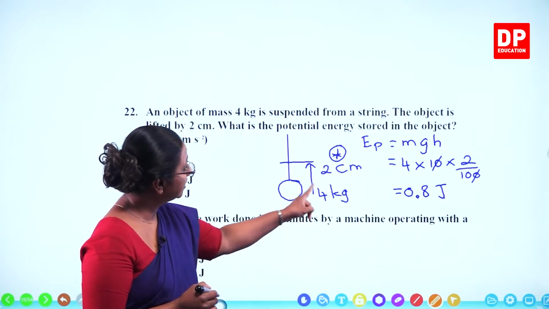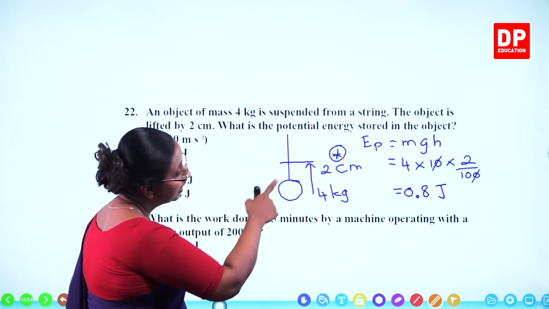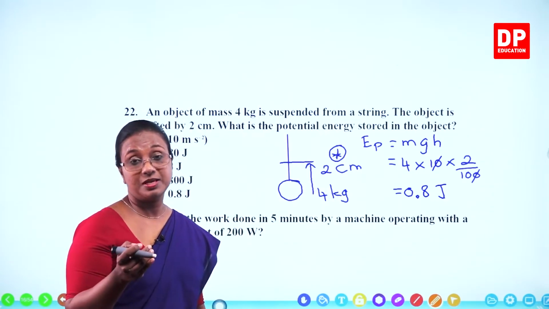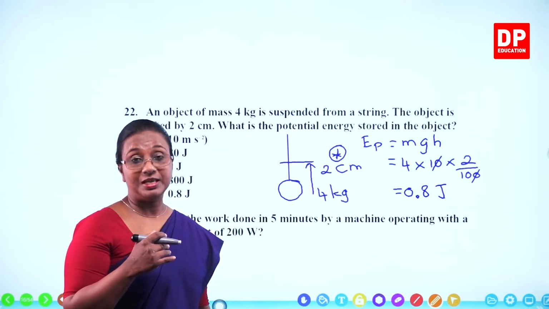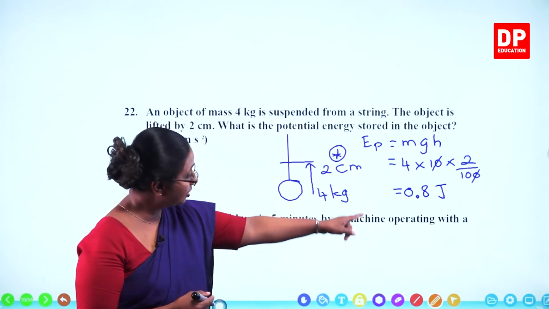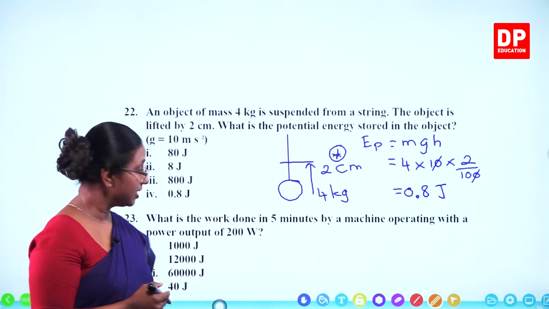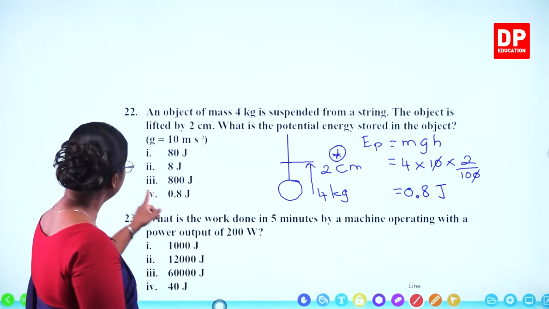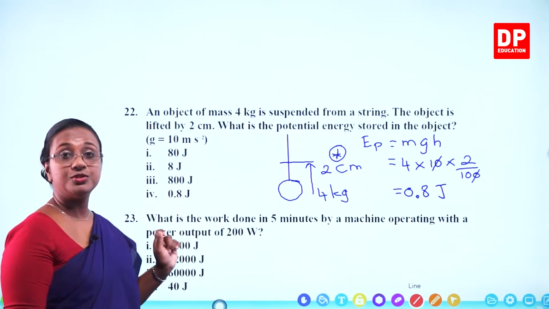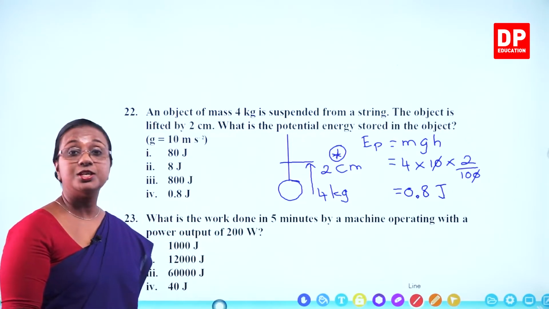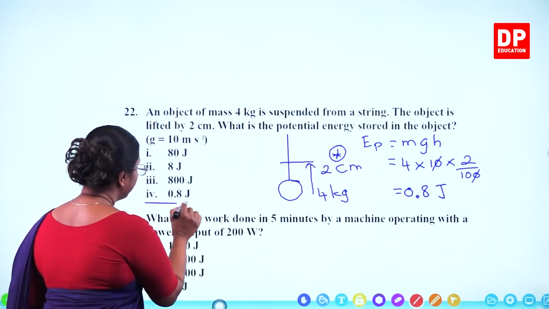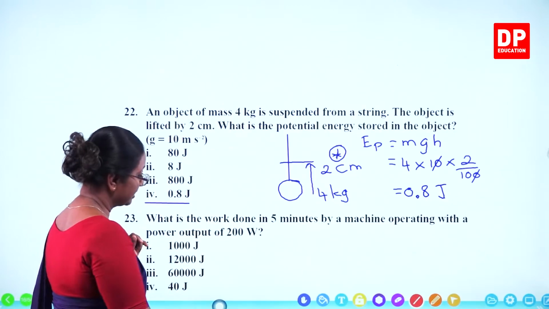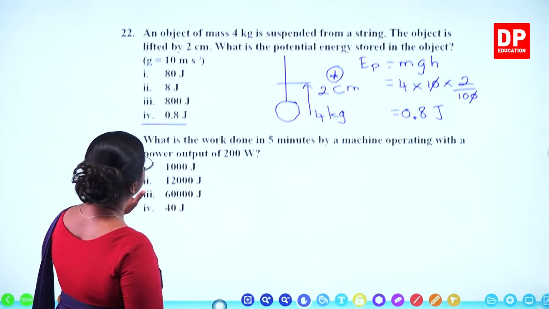So as you can see, the mass of the object is 4 kg, gravitational acceleration 10. Since the height lifted is 2 centimeters, we need to convert it to meters. So when you divide it by 100, you get the answer as 0.8 joules. So we need to find the answer here. 80 joules? No. 8 joules? No. 800 joules? That is also incorrect. It should be 0.8 joules. Is that clear, student? So that is the answer there. Then the next one.